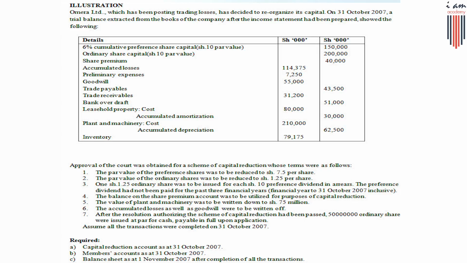Now, the second item we are required to deal with is a member's account as of 31st October 2007. Now, friends, you need to remember that the member's account is the shareholders' members account. We are talking about the ordinary share capital account. We are talking about the preference share capital account. That is what we mean when we say the members account.